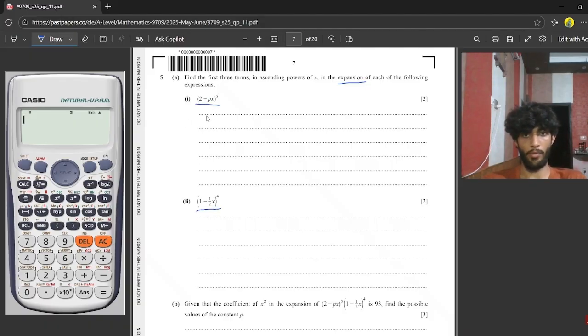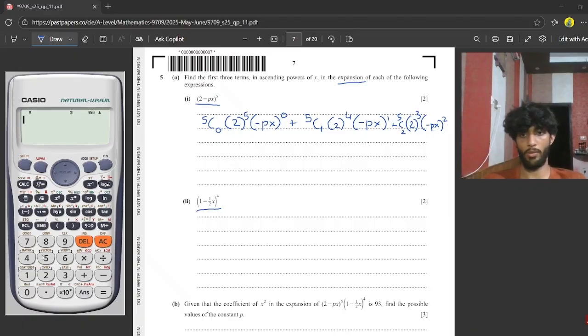This is going to be 5 choose 0 times a, which is 2, raised to the power 5 minus 0, which is going to be 5, times minus px raised to the power 0. And then the second term is going to be 5c1, 2 raised to the power 5 minus 1, which is going to be 4, times minus px raised to the power 1. And then we got 5c2 times 2 raised to the power 5 minus 2, which is 3, minus px raised to the power 2.